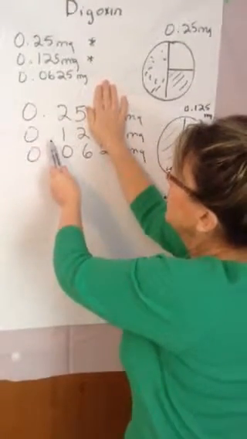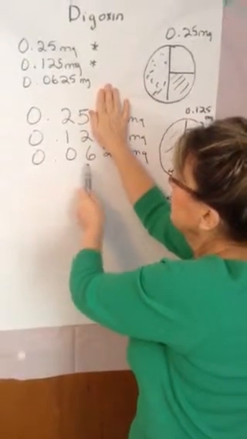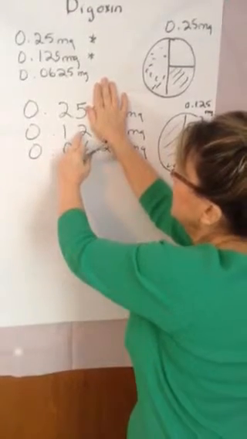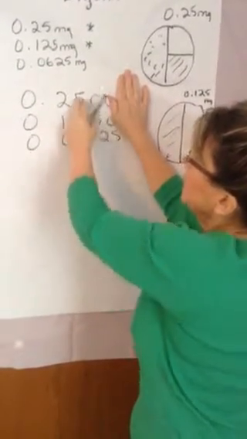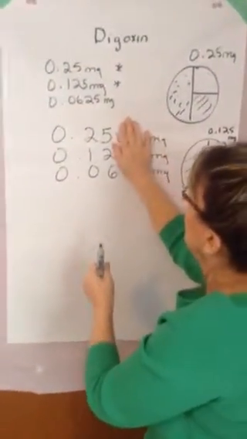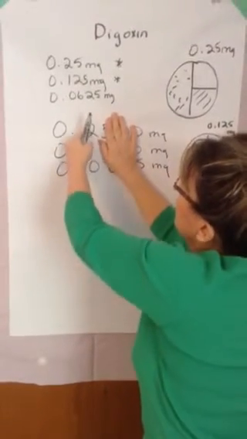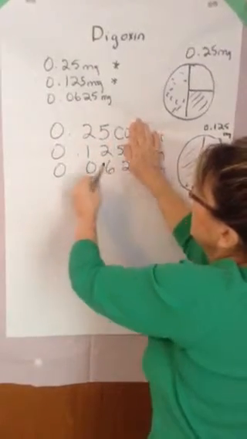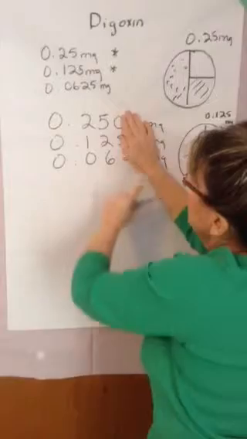Okay, so I'm going to cover up. 0.25 is bigger than 0.12, which is bigger than 0.06. So 2 of these make that. 2 of these make this. Do you want me to do that one more time? Okay. Even here. 2 of these make this. So 2 125s make a 250. It's like double. 2 of these make this.